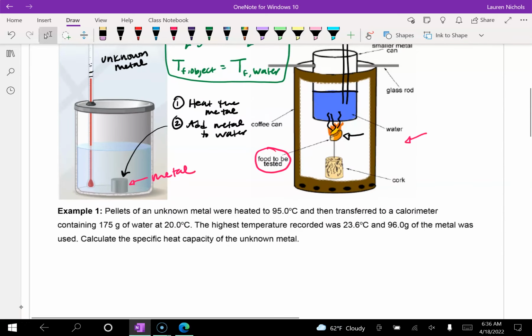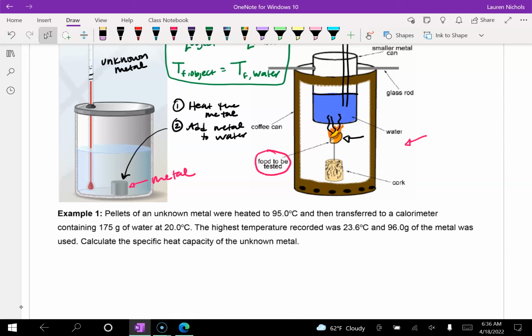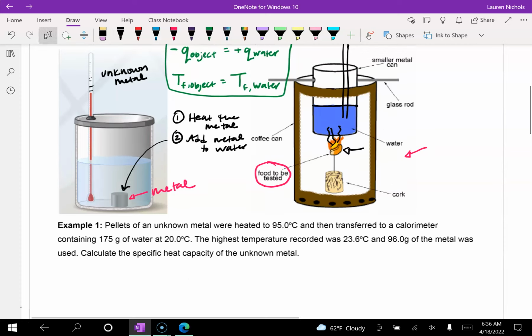So in example 1, it says pellets of an unknown material were heated to 95 degrees Celsius and then transferred to a calorimeter containing 175 grams of water at 20 degrees Celsius. The highest temperature recorded was 23.6 degrees Celsius, and 96 grams of the metal was used. Calculate the specific heat capacity of the unknown metal. Okay, so here we're going to use this to help us figure out the specific heat capacity, which is C, of our metal. That's what we need to figure out.